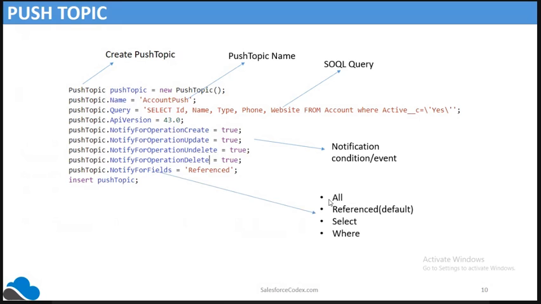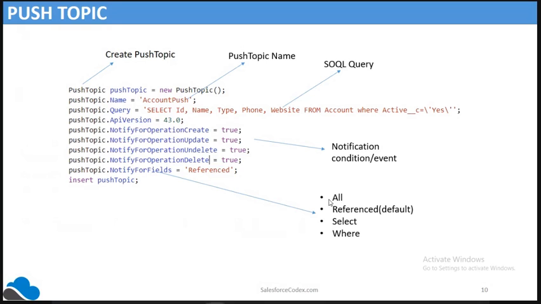The next term is notify for fields. Notify for fields is very important. Like I have set it as referenced. So whatever fields I have referenced in the SOQL query, if something is happening in these fields, then notify the subscriber. The other value for notify for fields is all. All basically says that whatever condition is there, if ID, name, type, phone, or website, if an update is happening in all those 5, then only notify.